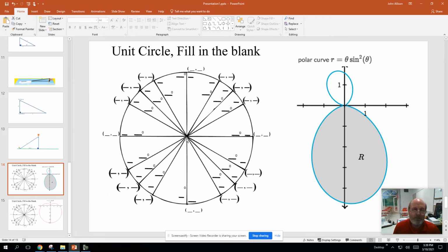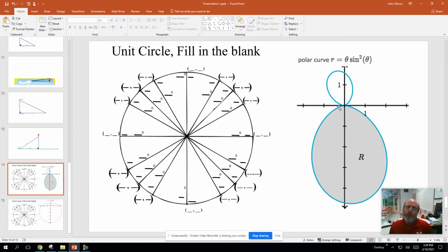So when we get to, say for instance, 7 pi over 6, that angle is about right here, and the sine is negative 1/2. So sine squared is going to be positive 1/4. When we square negative 1/2, we get 1/4. And so it's going to be 1/4 times 7 pi over 6. And so that's going to be in this direction, but however far 7 pi over 6 divided by 4 is, or 1/4 of 7 pi over 6.